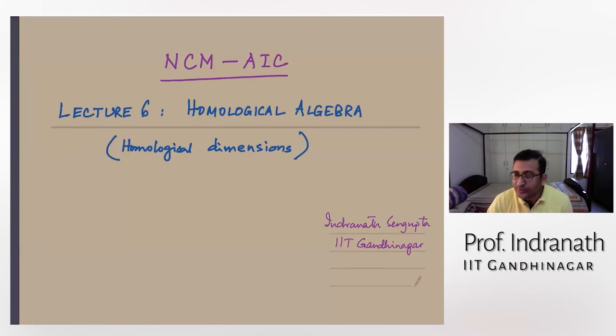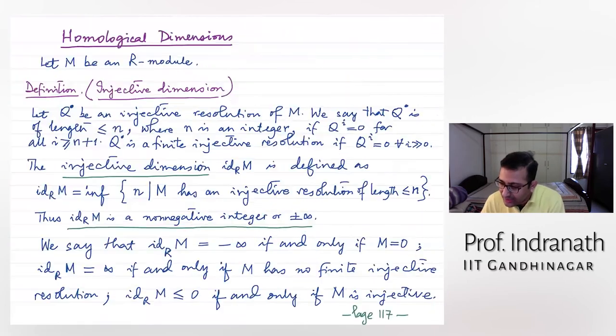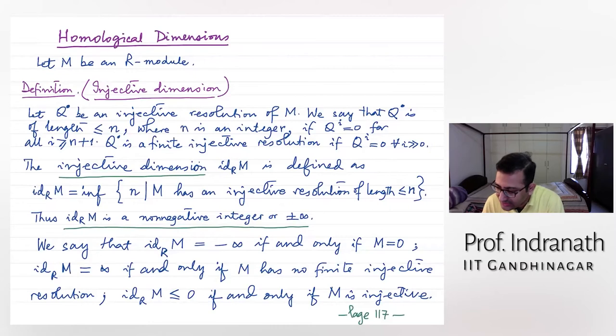If you remember, we talked about homological dimensions, because this characterization will be in terms of the global dimension of the ring. So let us quickly run through it, because I don't know if you remember every bit, but at least a quick recapitulation helps. So we talked about injective dimension first. If you remember, this was the definition: if you have an injective resolution of length less than or equal to n, and you take all those n's and take the infimum, that is what is called the injective dimension.